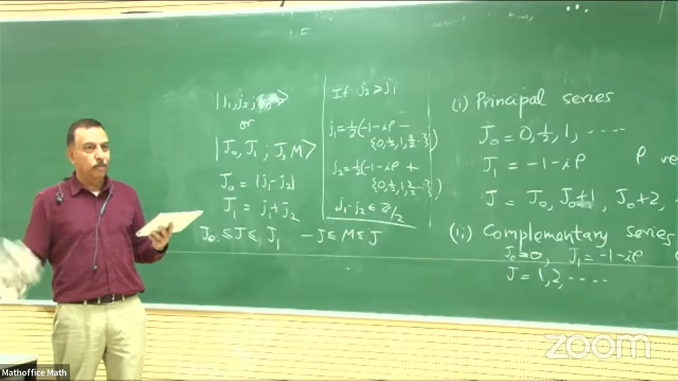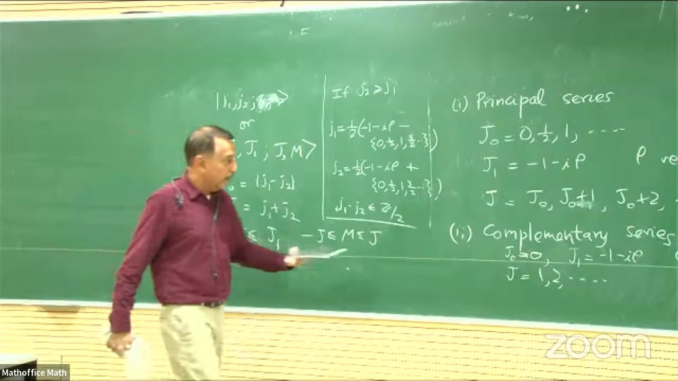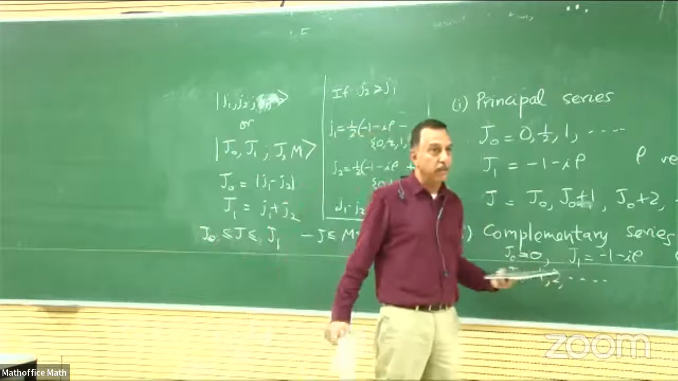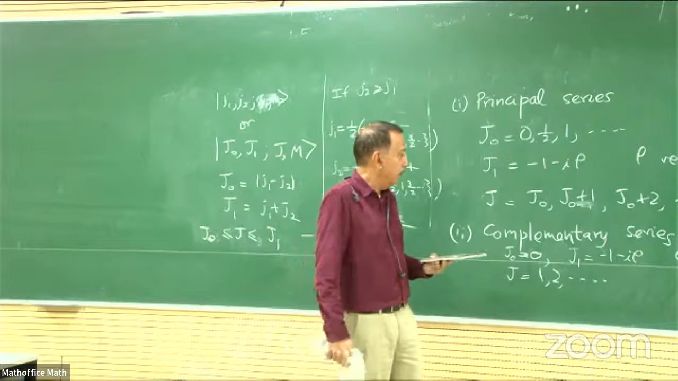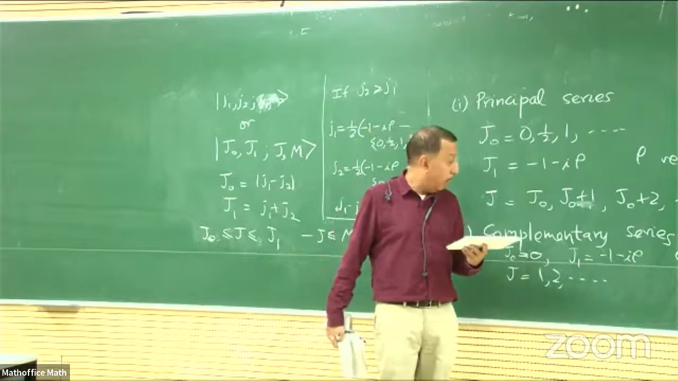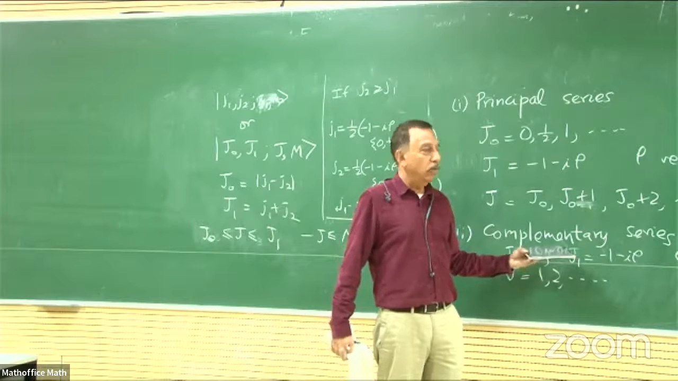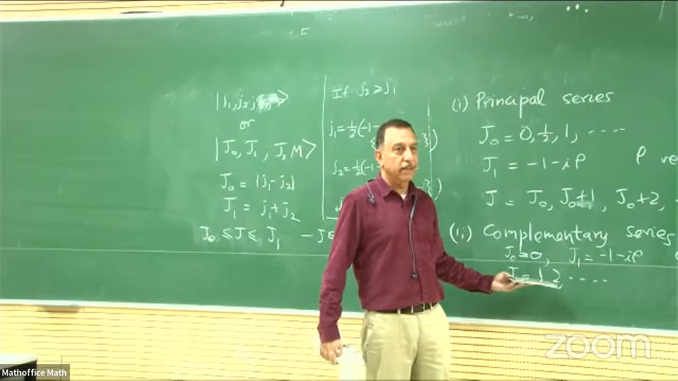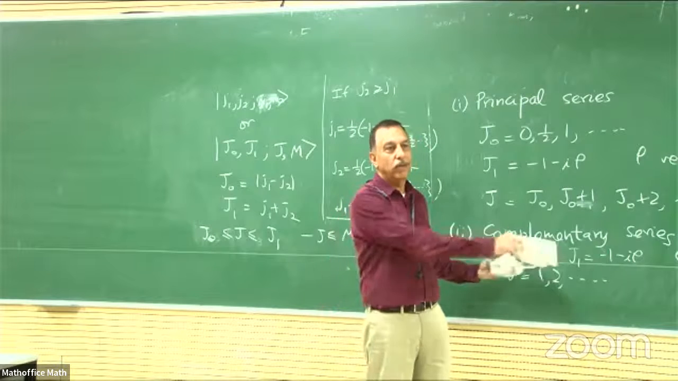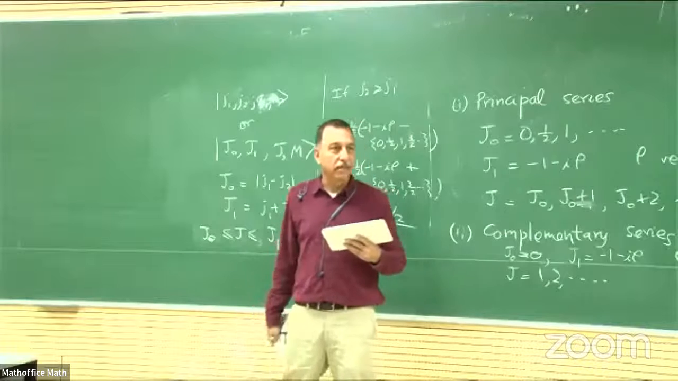Yes, J0 is fixed to be 0 and it doesn't change. So in that series, J can still take infinitely many values. So it's still an infinite dimensional representation. And rho is imaginary, which makes J1 back to real. But because of the restriction on rho, J1 is negative. So again, it doesn't terminate this series. Normally a positive value would cause the series to terminate. But J1 is negative, so it doesn't terminate the series.